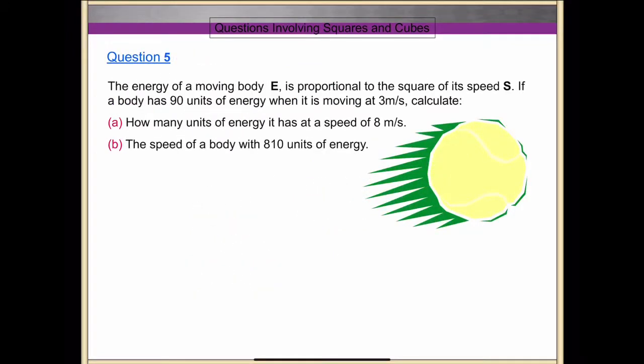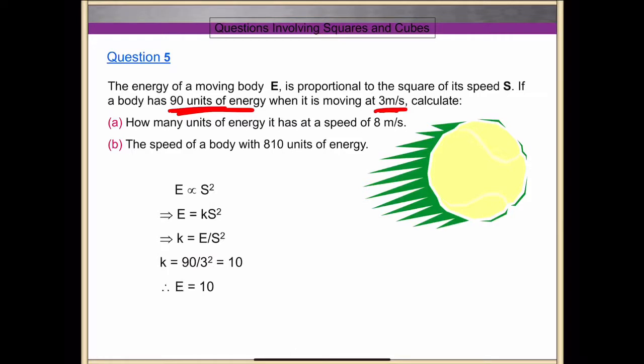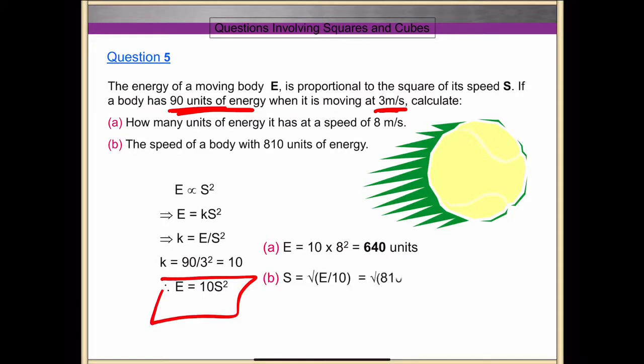Same again. The energy of a moving body E is proportional to the square of its speed. If a body has 90 units when it is moving at 3 meters per second, find this. So again, difficulty finding the initial one. E is proportional to s squared. Substitution, rearrange it here. Substitution. Relationship. Two answers: 640 and 9.